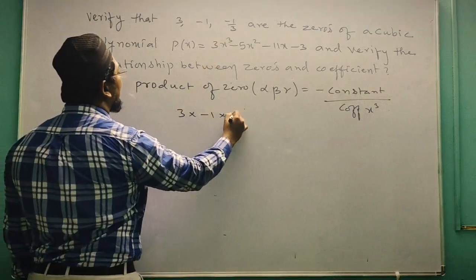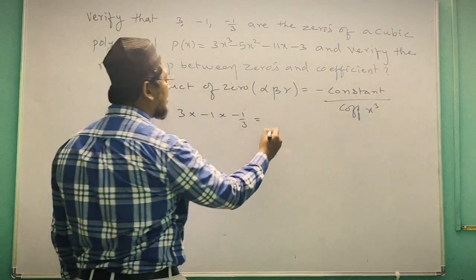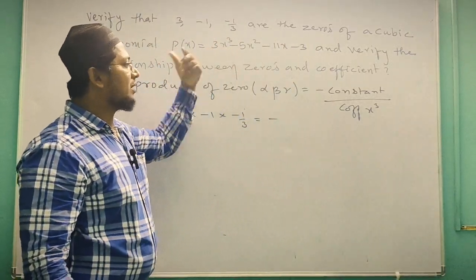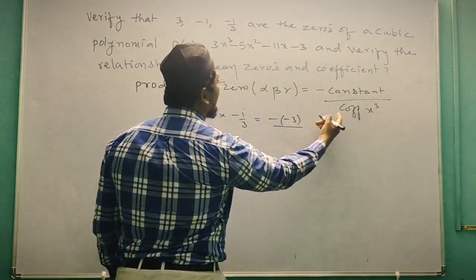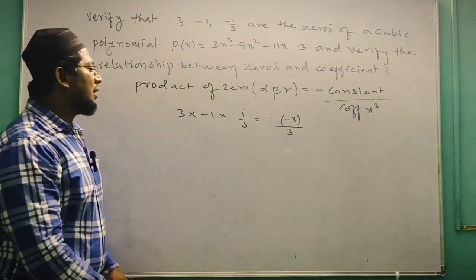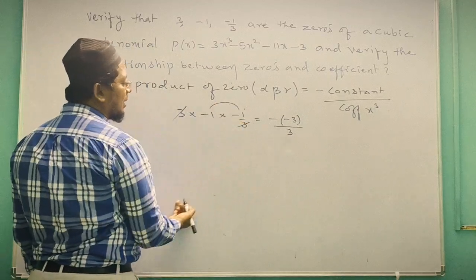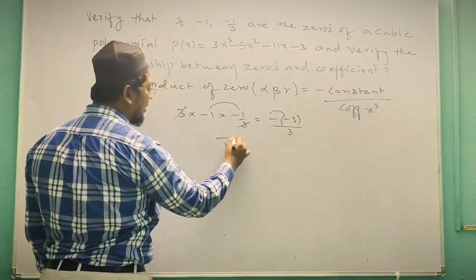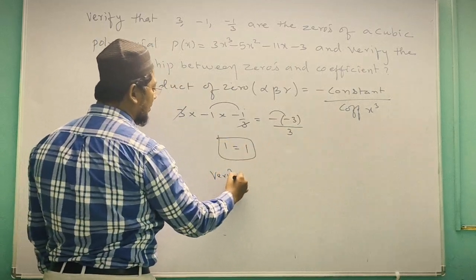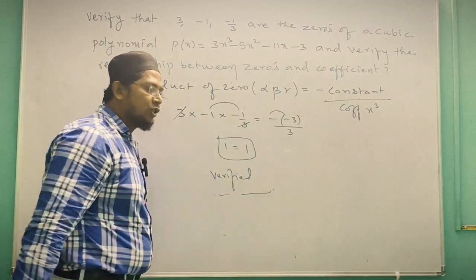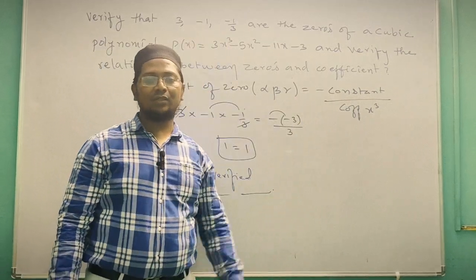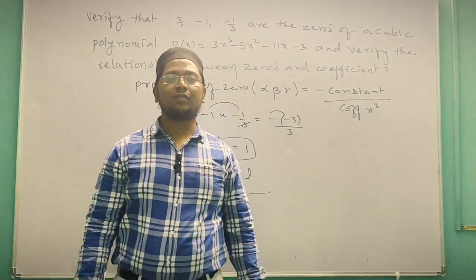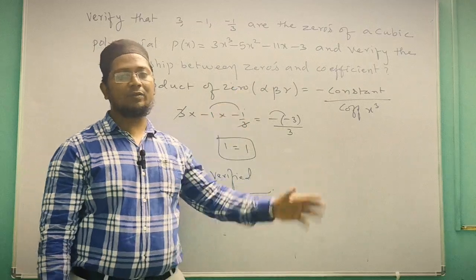3 into minus 1 into minus 1 by 3 is equal to minus constant. What is the constant, sir? Minus 3. What is the coefficient of x cube? 3. So we should write minus of minus 3 and coefficient of x cube is 3. Again 3 gets cancelled, minus into minus plus, 1 ones are 1. Minus into minus plus, 3 by 3, same by same means what? 1 again. So verified. This is the method to check that the given three integers are the zeros of a cubic polynomial, and verification of the relationship between the zeros of a cubic polynomial and the coefficients of a cubic polynomial.